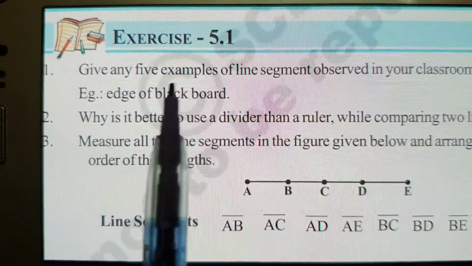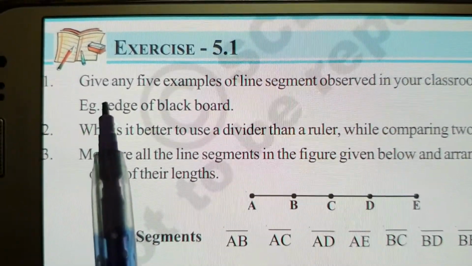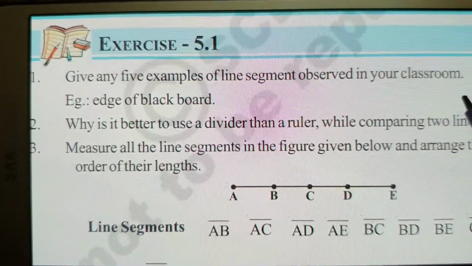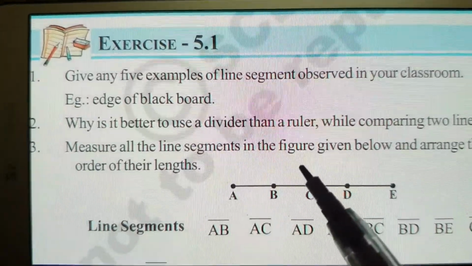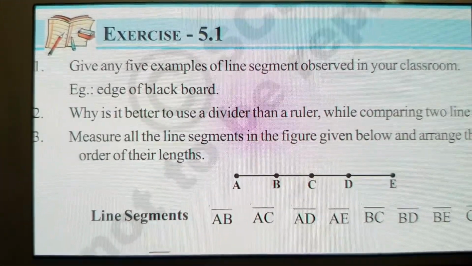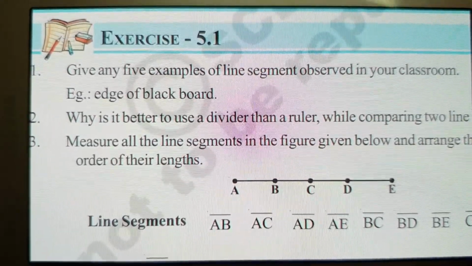So first exercise. First question. Give any 5 examples of line segments observed in your classroom. So line segment, we know that a line segment means it is a fixed measurement. Answer: edge of blackboard.